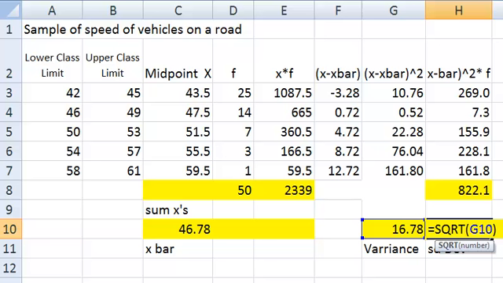Now we do not have a data analysis tool for data that is already grouped. So if you're asked to do a grouped mean and standard deviation, this is the way to set it up and do it. Thank you.